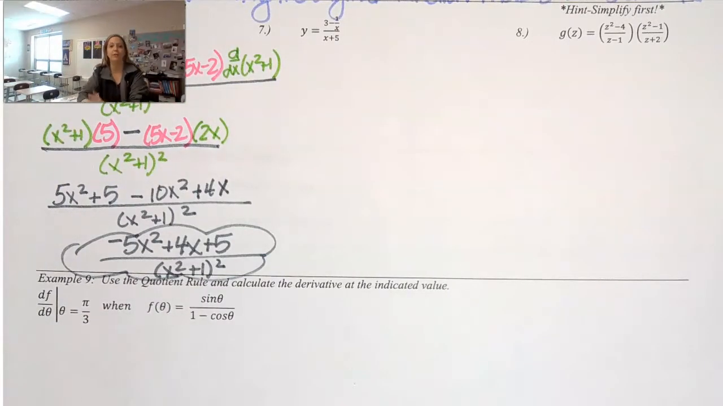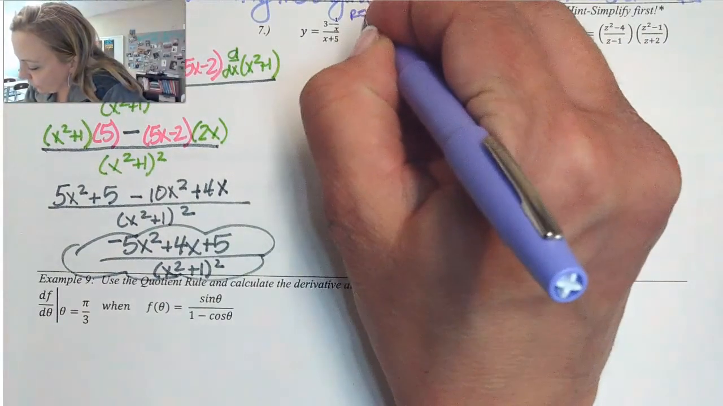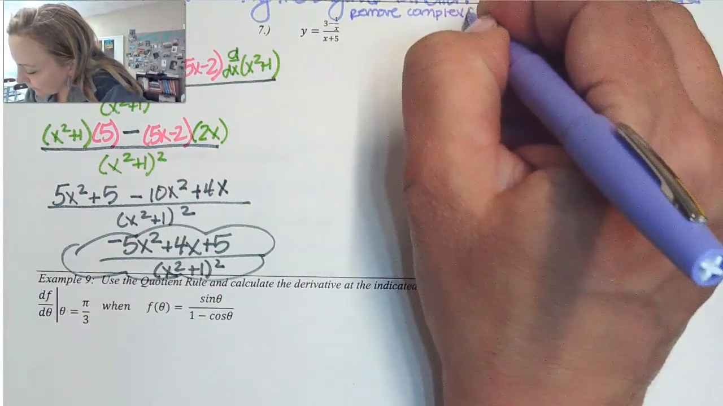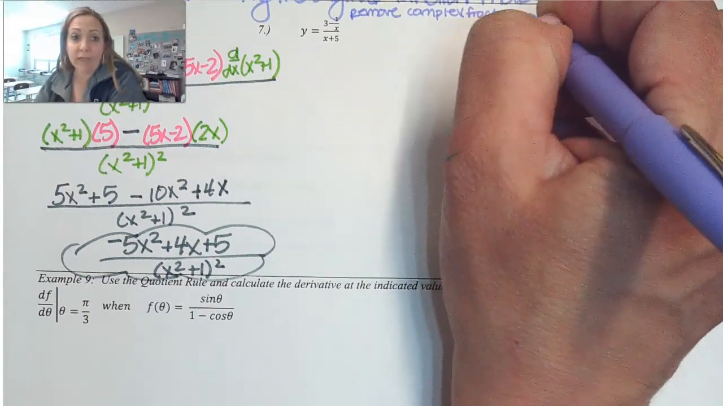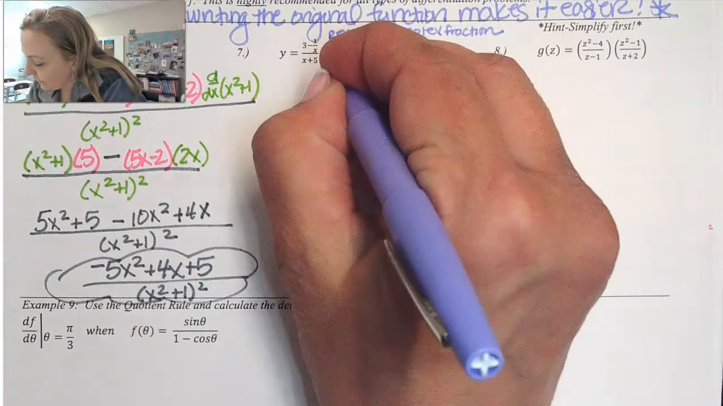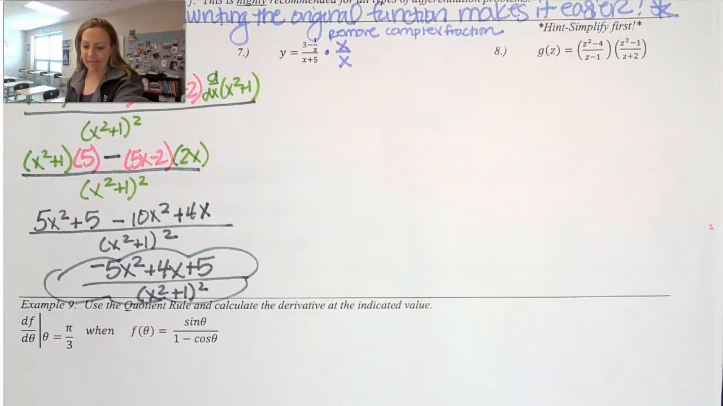All right, so that's how you would attack using the quotient rule. Now, if we look at number 7, oh my gosh, we have a fraction within a fraction. That looks like a hot mess. Why don't we rewrite this to make it a little easier, okay? So let's remove the complex fraction. How can we remove the complex fraction? We want to clear out the x. So we can clear out that x in the denominator of the numerator by multiplying by x over x.